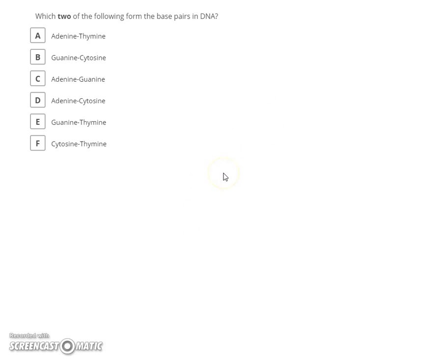Next up, which two of the following form the base pairs in DNA? We're talking about DNA specifically. And remember, this goes back to Chargaff's rules. He said that A pairs with T and C pairs with G. A and G no, A and C no, G and T no, C and T no. A and B here are correct. A and T pair, G and C pair.